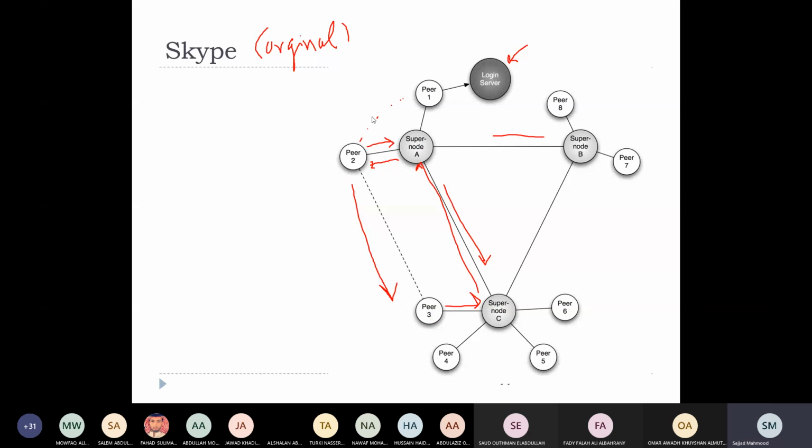Doctor, I want to ask, what if supernode C was offline? How can peer 2 talk to peer 3? Okay, that's a good one.